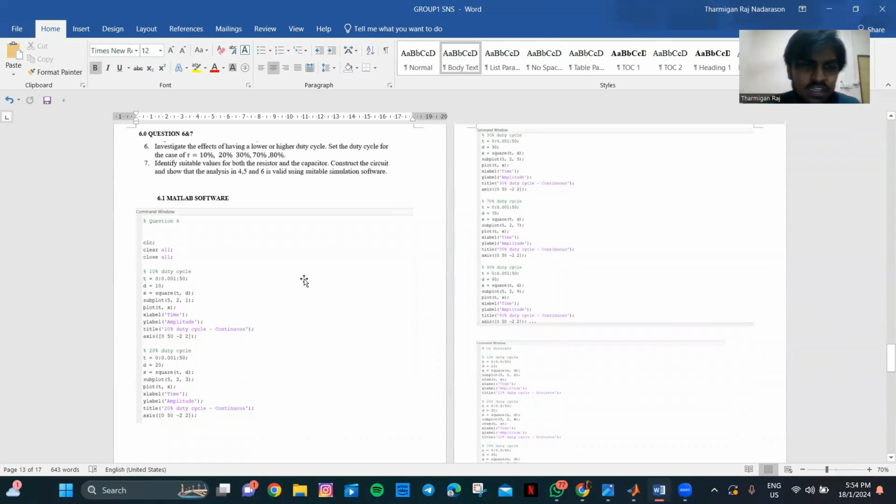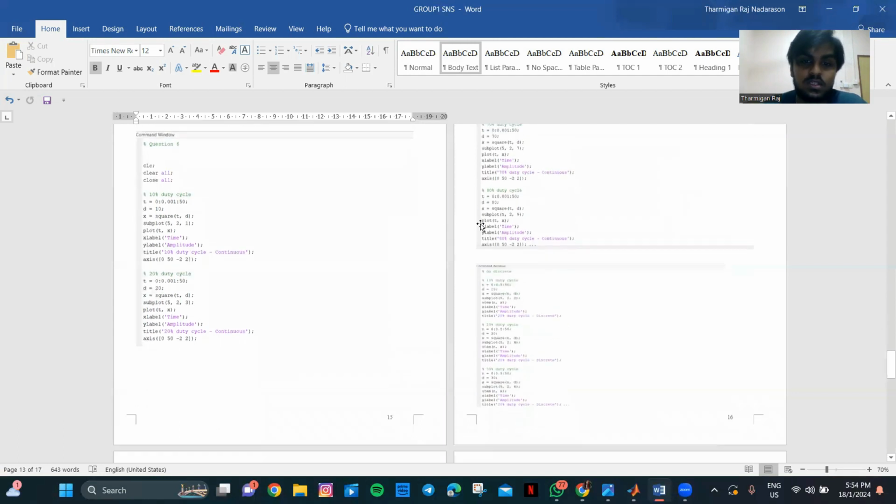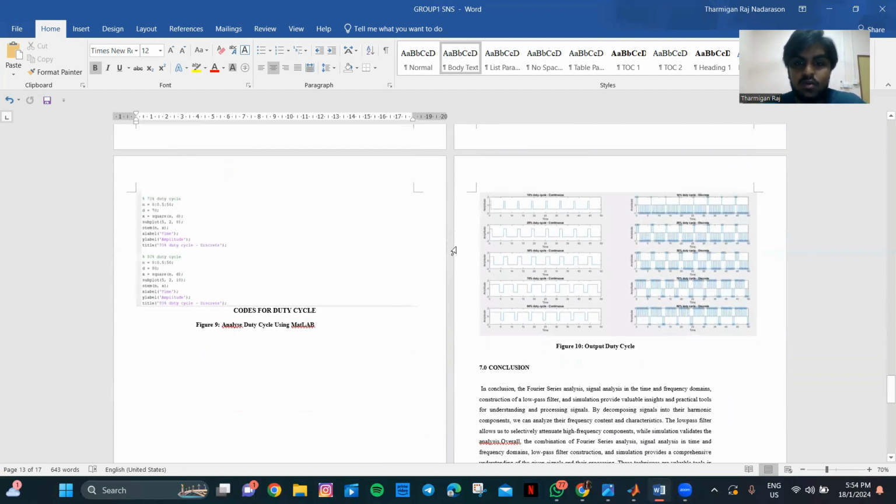Question 6 is we should investigate the effects of having a lower or higher duty cycle. We should set the duty cycle for the case of tau 10%, 20%, 30%, 70%, and 80%. We should be able to identify the suitable values for both the resistance and capacitors. We should construct the circuit and show that the analysis 4, 5, 6 is valid using suitable simulation software, and we're going to do it later.